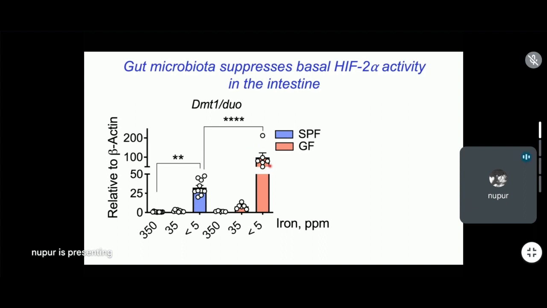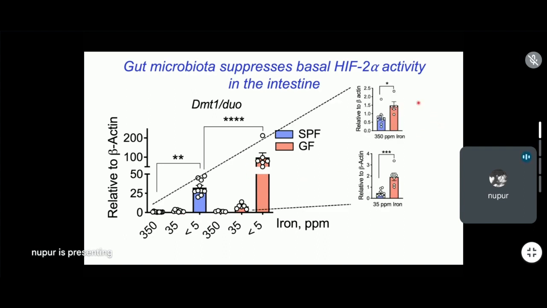So what is happening? The question is, do you need to put them on low iron to see this kind of response? Because the bars are so high, you could not see clearly, so let's look more closely. Then we see that even basally, under normal iron conditions, 350 ppm, we put 350 because normal mouse chow in our mouse facility has iron of about 300 ppm. So that's why we wanted to see what's happening in this scenario.